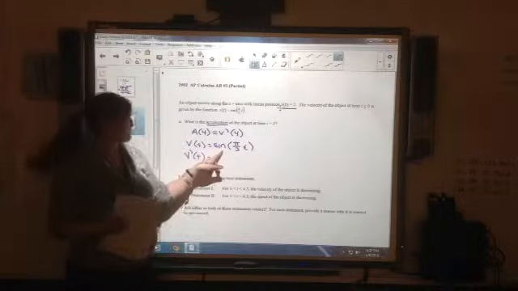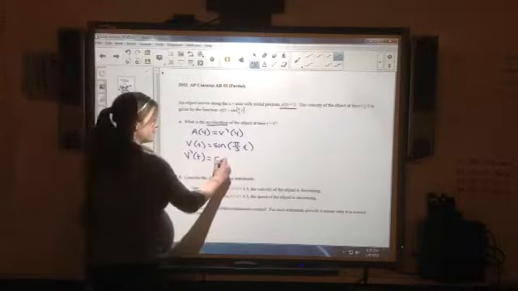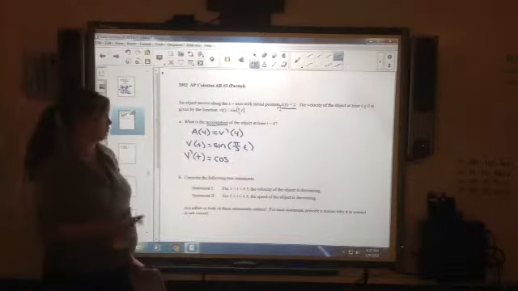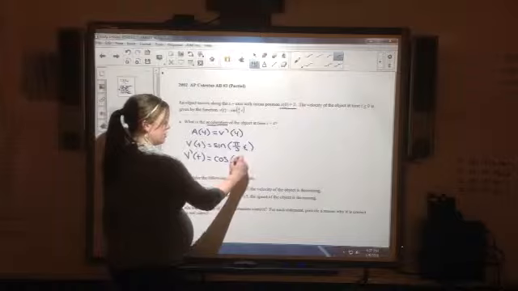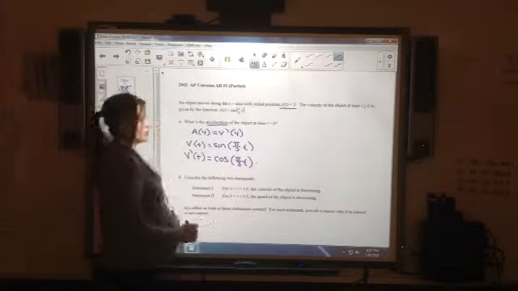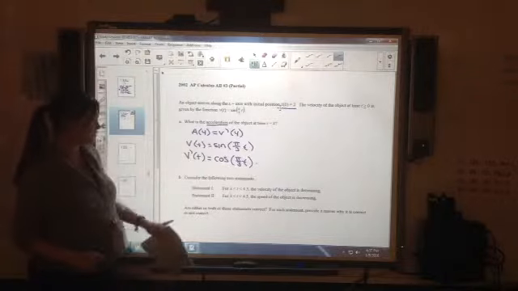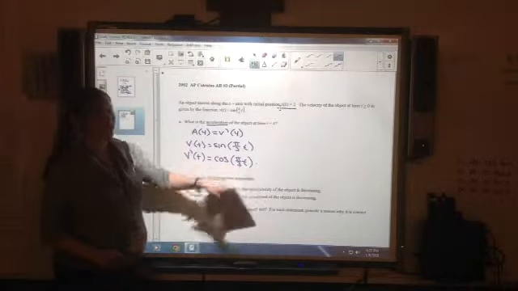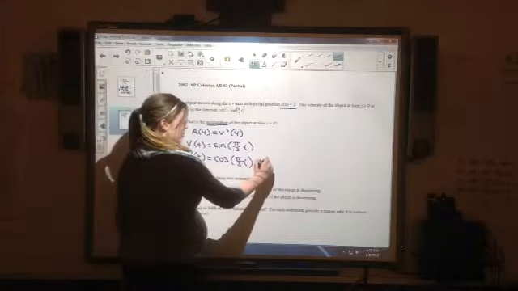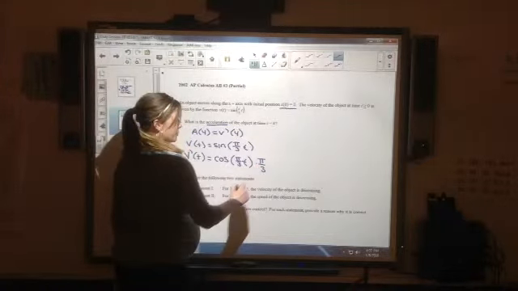The derivative of sine is cosine. Then the inside, we leave it alone. So we've got cosine of pi over 3 t times the derivative of the inside. The derivative of the inside then is just pi over 3. It looks weird, but it's just a coefficient. So I'm going to multiply it by pi over 3.